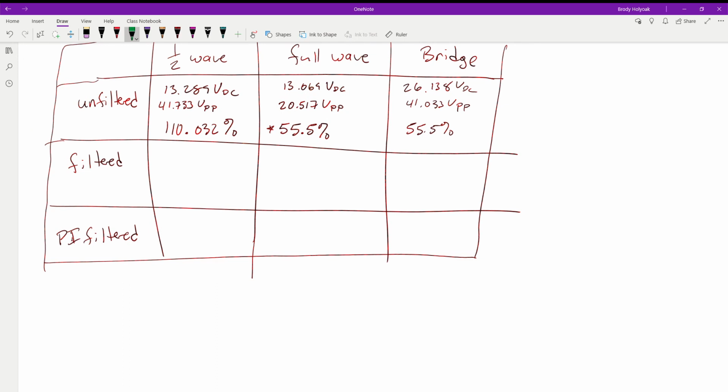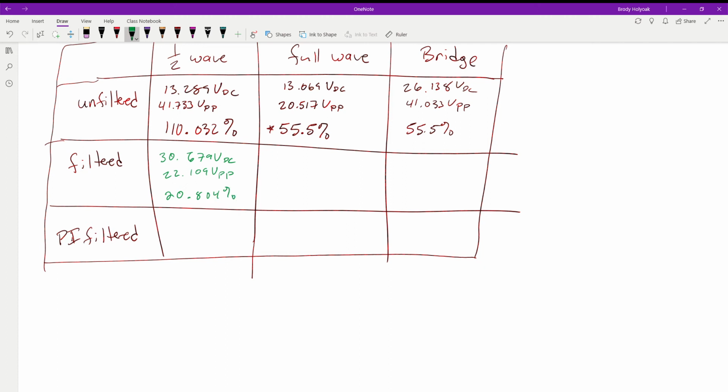So in our filtered half wave rectifier, we get a DC voltage of 30.679 volts with a 22.109 volt peak to peak. And that gives us our ripple percentage of 20.8%. So basically what that means is our DC value is going to fluctuate 20%.